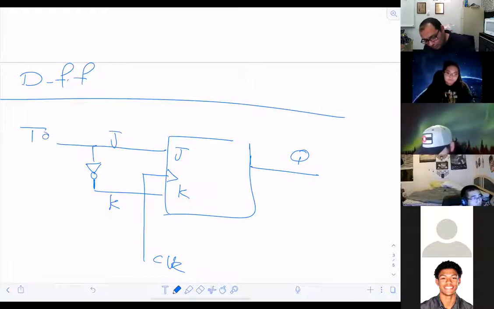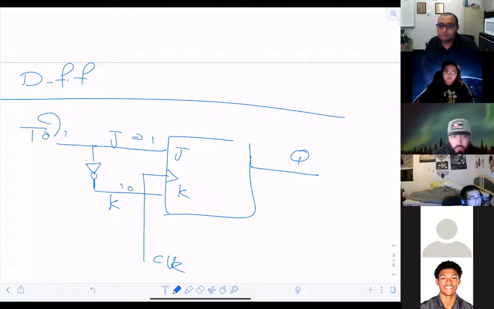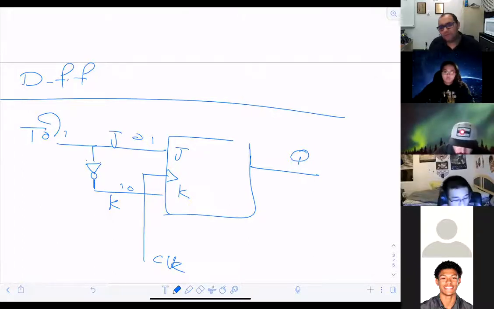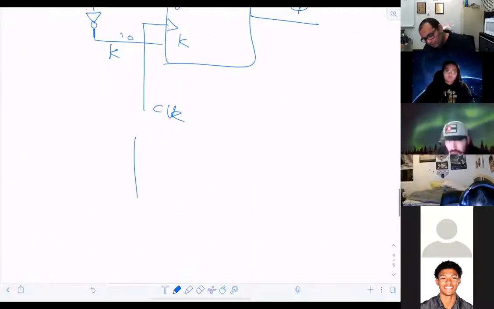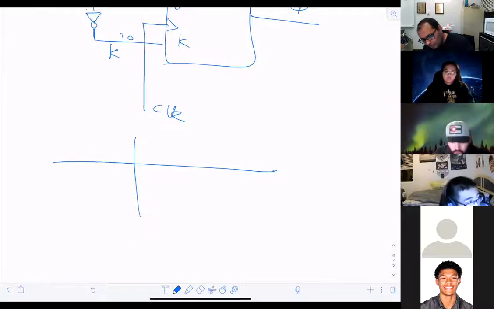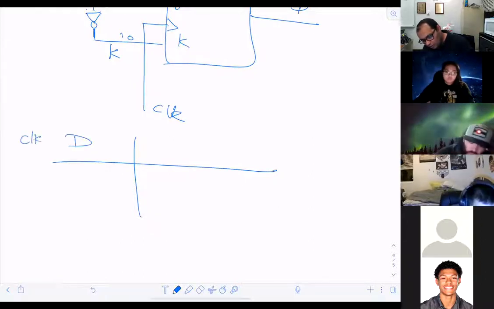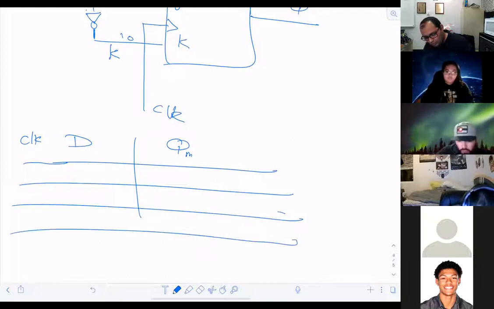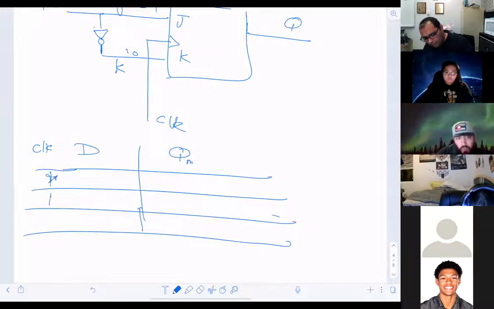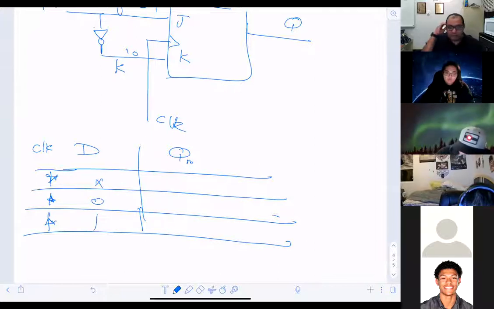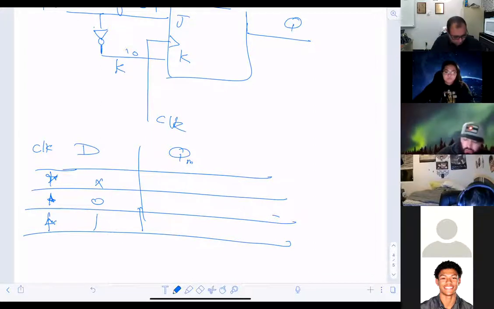Let's try to play this game. 0 here, so it's going to be 1 here. 1 here, so the 1 is going to be here, and then that 1 goes inverted to be 0. So pretty much, we took the slight information from the truth table of the JK flip-flop, so you can make a truth table very easily like this. D with clock, and then Q as a memory, or Qn. 1, 2, 3. Not happening, happening, happening, X, zero. You guys agree?